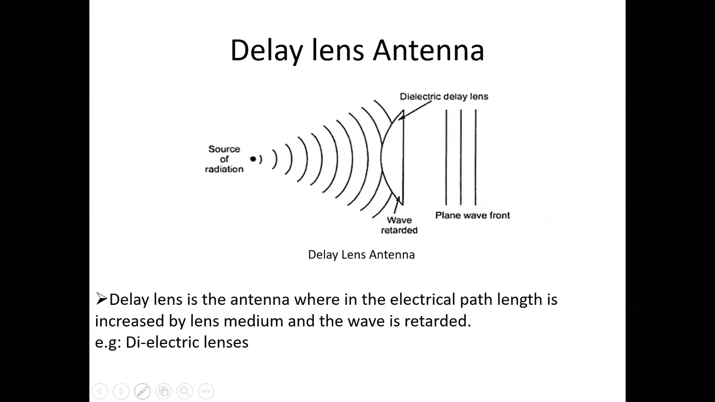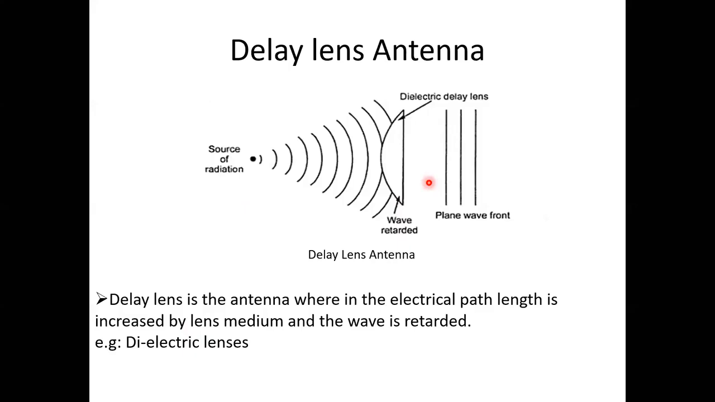So this is the source. From the source, the waves are radiated. So when it is falling onto the lens, the wave will get retarded. So there will be a delay in the waves traveling. So we can tell that in this case, electrical path length is increased. That is the path that it has to travel will be increased. So that means the wave will be retarded.